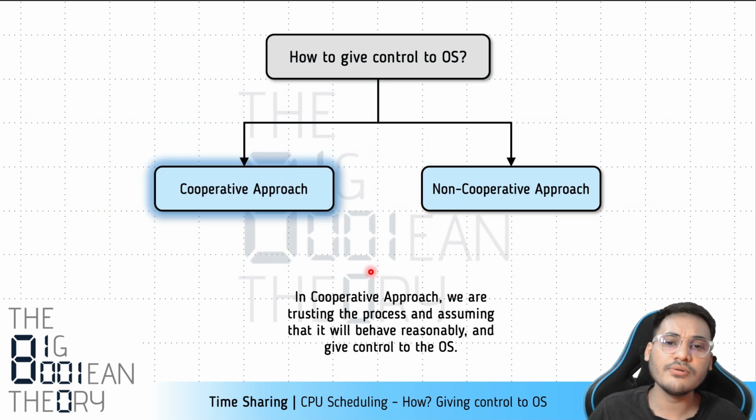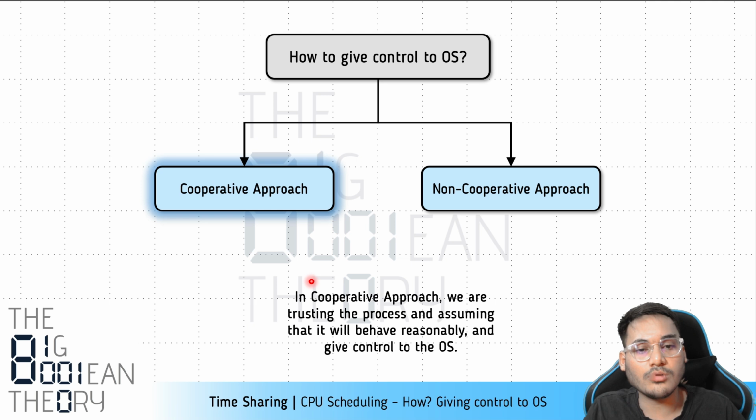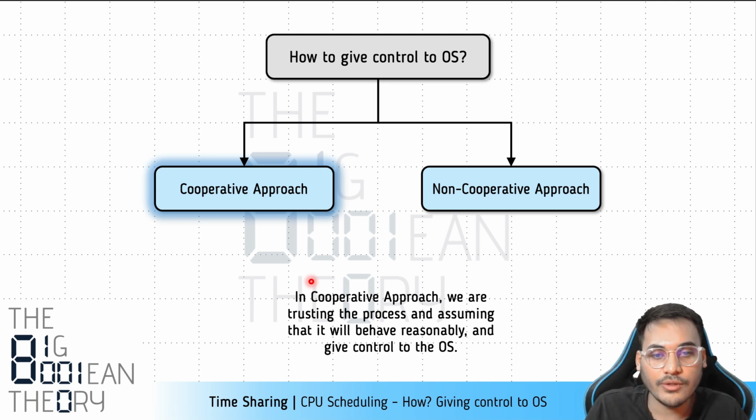So this was about the cooperative approach. In the cooperative approach, we are basically trusting the user process, and assuming that it will behave reasonably. And often, for one of these reasons that we discussed, it will give the control to the operating system. Either it could call a system call, right?